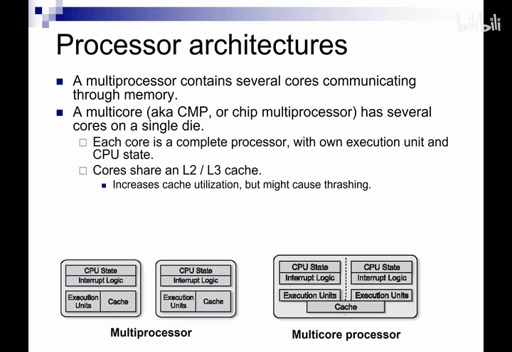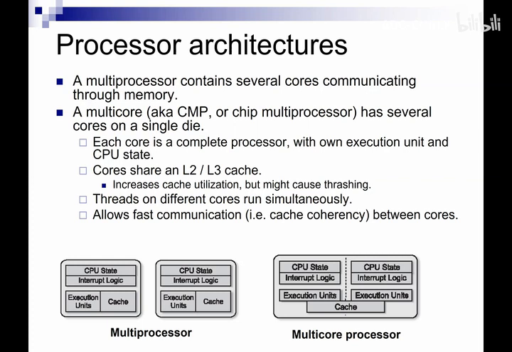However, you have to be careful because if each of these cores actually needs to use a lot of cache space, then when you put them together and you share their cache, you're going to cause conflicts between these two processors. You're going to cause thrashing. So sometimes sharing the cache can improve performance, but sometimes it can also hurt performance. Now, you can have threads on these two cores that run simultaneously, and because the cores share the cache, they can communicate very quickly with each other through the cache.